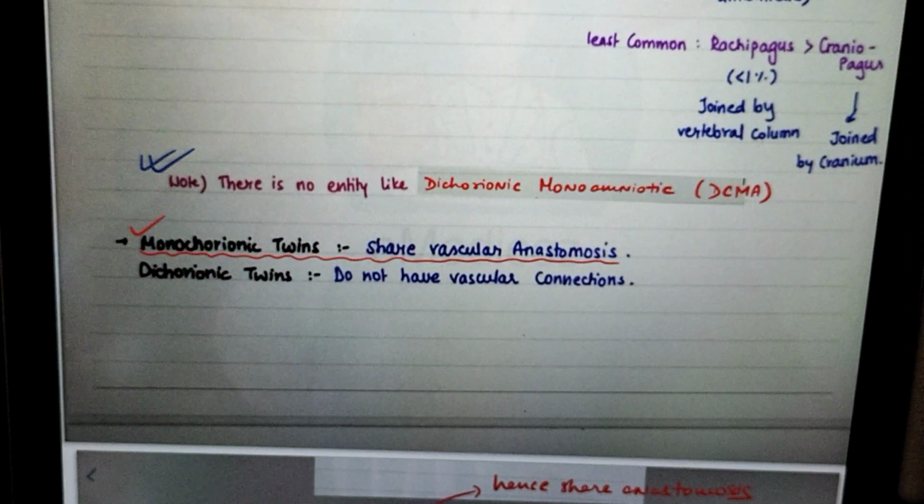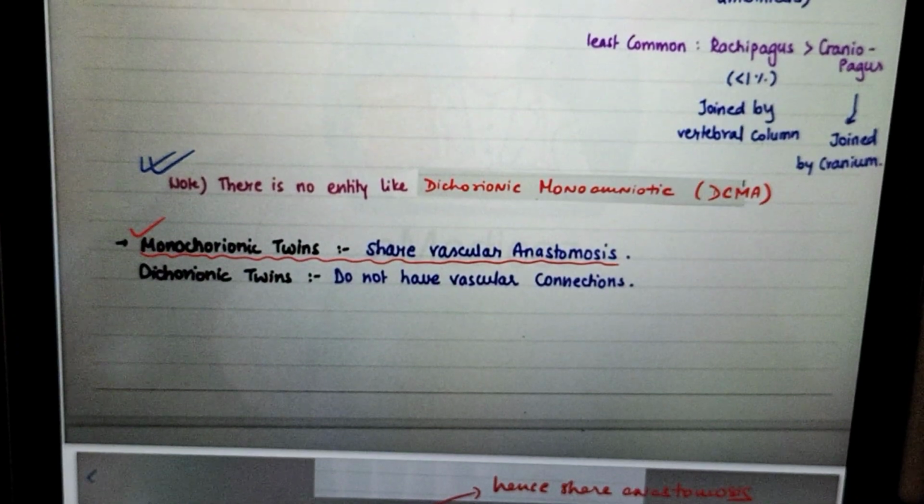Now, there is no entity like monochorionic dichorionic diamniotic. In monochorionic twins, the fetuses share vascular anastomosis. In dichorionic twins, there are no vascular connections.